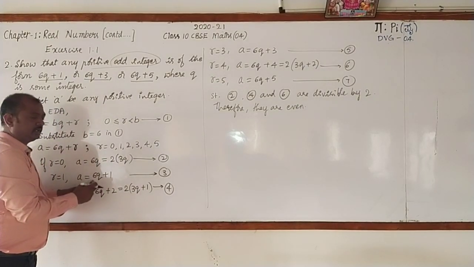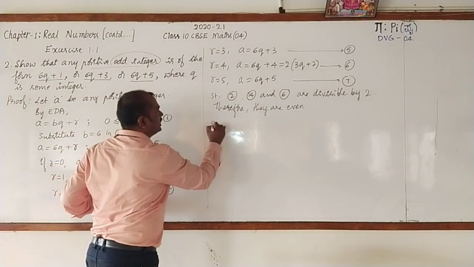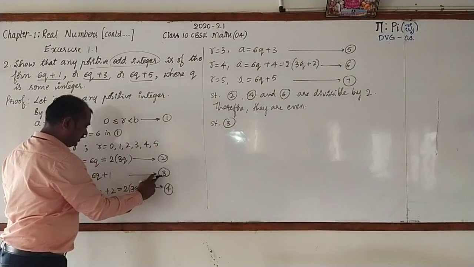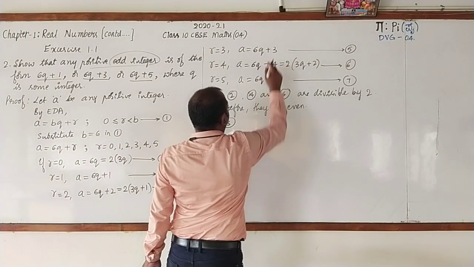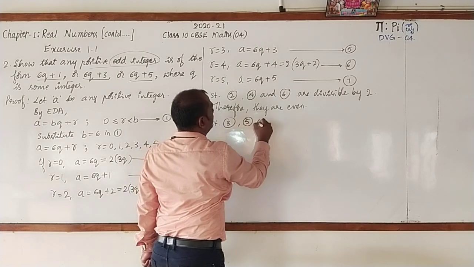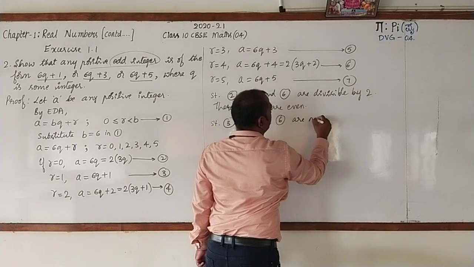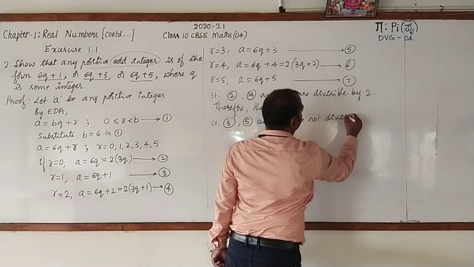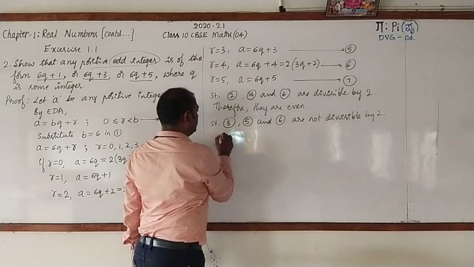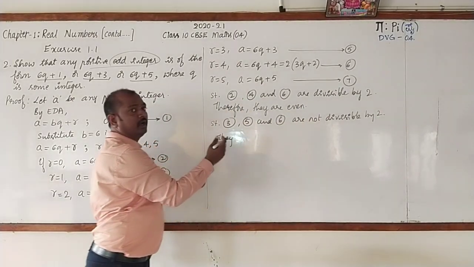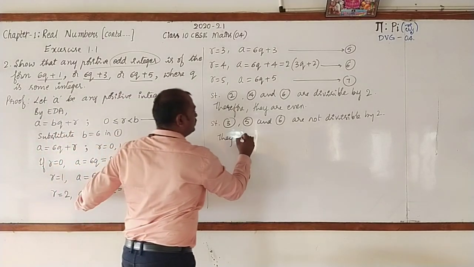When 1 is added to it, it will be odd. So now, statement 3, then statement 5 and statement 7 are not divisible by 2. Therefore, what do you call them? They are odd. What are those? They are. One is 6q plus 1.